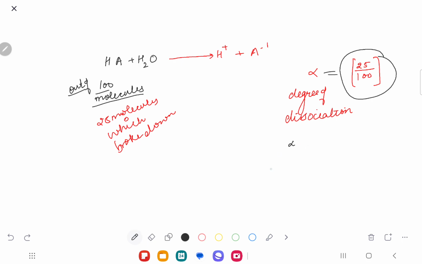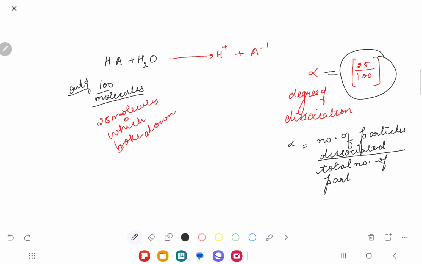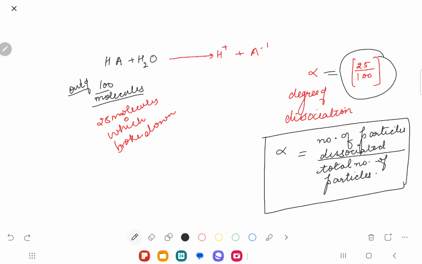So degree of dissociation means 25 over 100. That means alpha is equal to what? The number of particles dissociated over the total number of particles. Yes or no? That is alpha. All right. So I basically told you that alpha percentage.